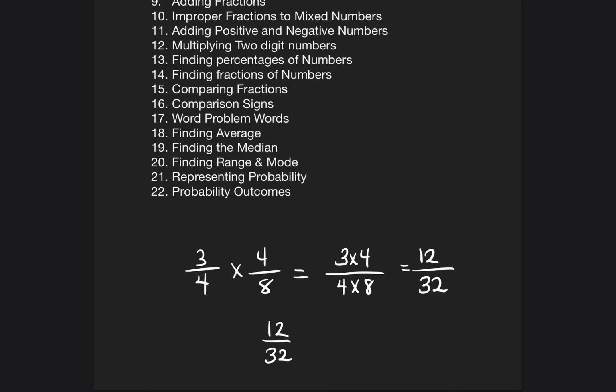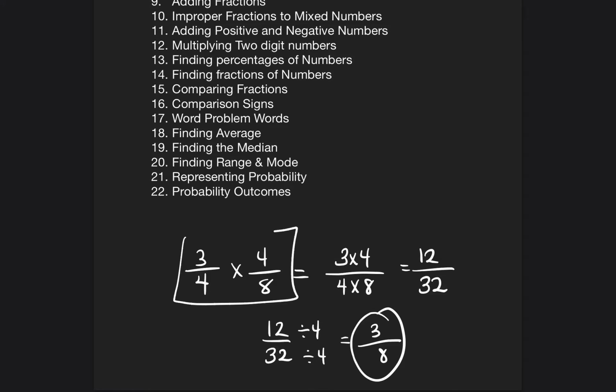So we're going to find the greatest number that can go into 12 and 32. So I'm guessing 4 can go into 12 and 4 can go into 32. So 12 divided by 4 is 3 and 32 divided by 4 is 8. So the answer would be 3 over 8.